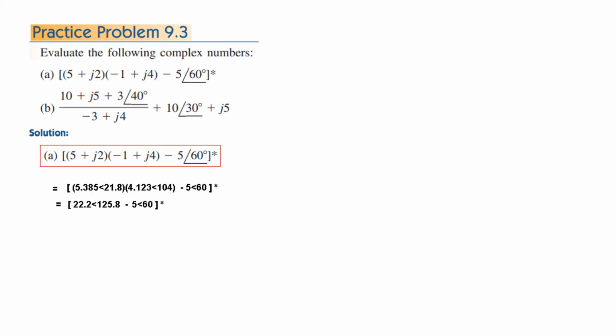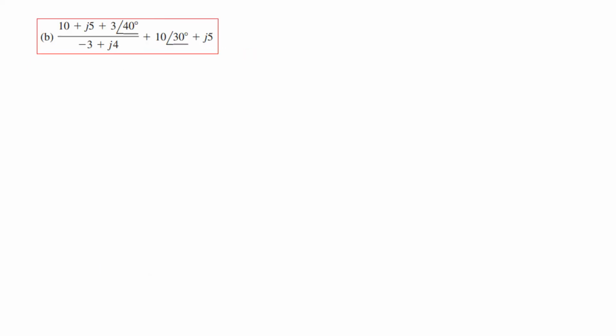multiplying. Now there is a subtraction sign in between, so for subtraction we have to convert both of these into rectangular form. So converting into rectangular form and solving, we get this answer. Now we'll take care of the conjugate by changing sign of j. So j is positive, so it will become negative. So this is the answer of part A.